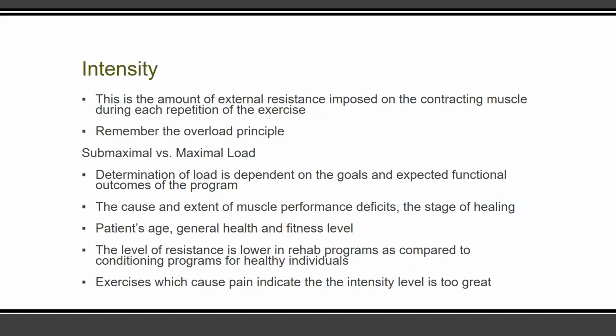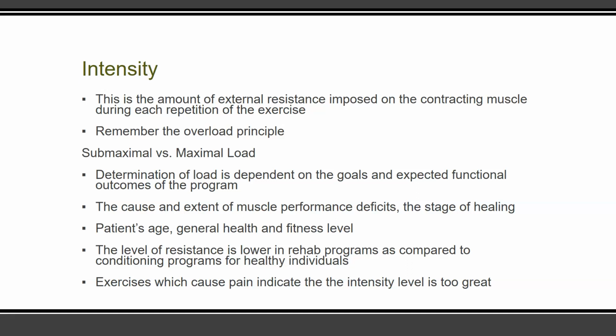Obviously, if they've been relatively sedentary for a large part of their life, and you're starting a program due to an issue, you're going to start with a very low intensity to work them through. The level of resistance is lower in rehab programs as compared to conditioning programs for healthy individuals. So usually we have something that's relatively compromised when a patient comes to see us for a resistance rehab program, and so we generally tend to start fairly low. If you remember from the second set of slides, usually in rehab programs, we start endurance training before we ever get to strength training to ensure that there's less likelihood of injury and so forth.